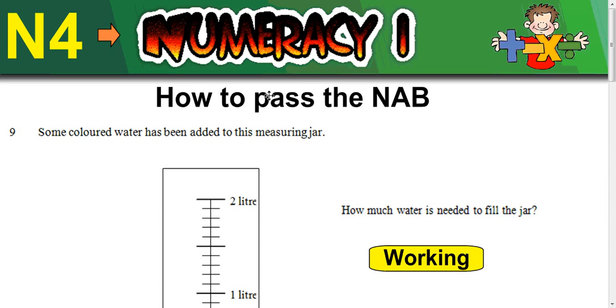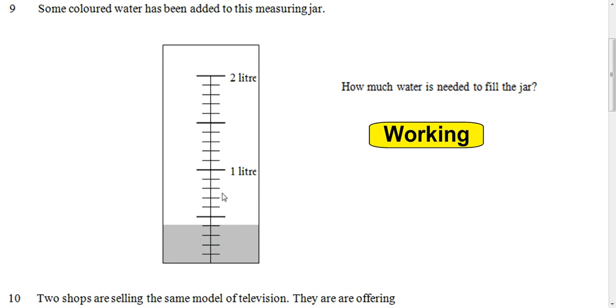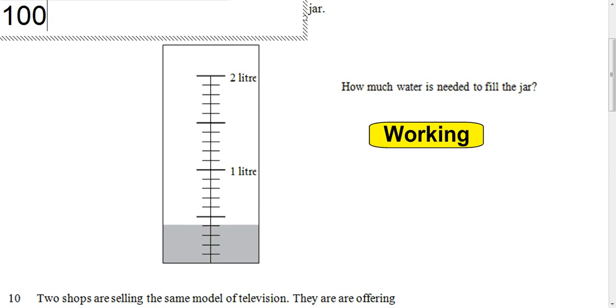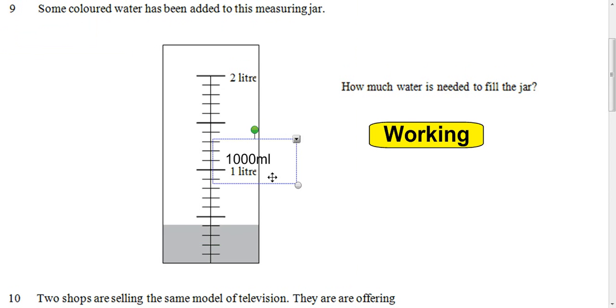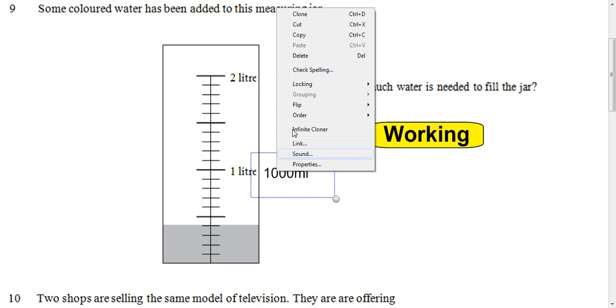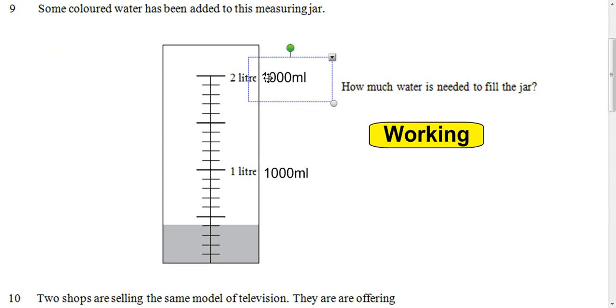In this section, we're going to look at questions 9 to 12 of the NAB. So question 9, some coloured water has been added to this measuring jug. You can see it at the bottom here. What we have to understand is how many millilitres there are in 1 litre. This is 1,000. That means in 2 litres there is 2,000 millilitres.